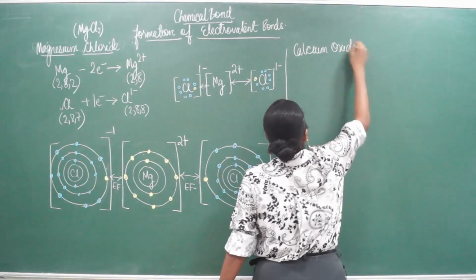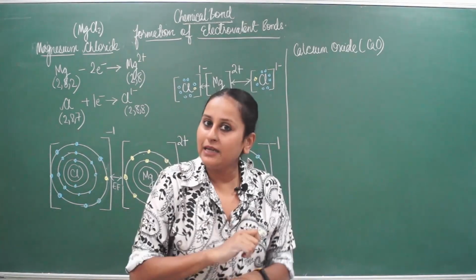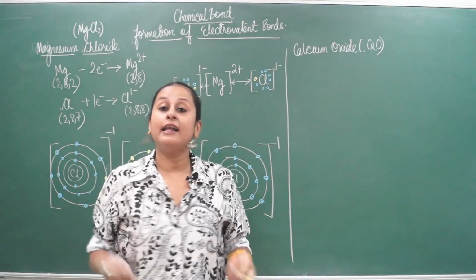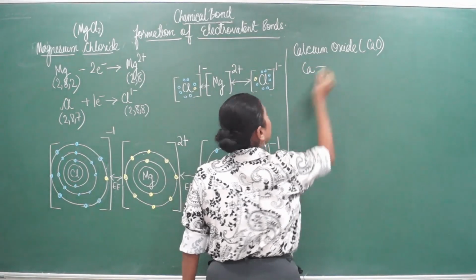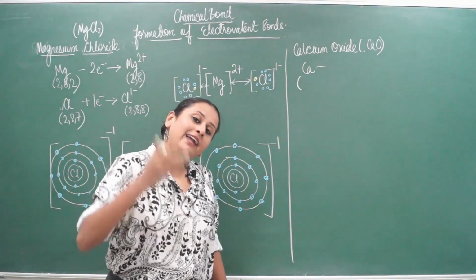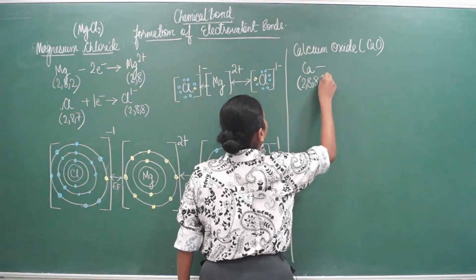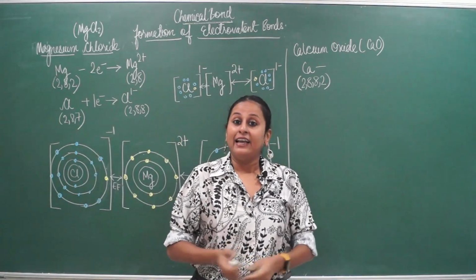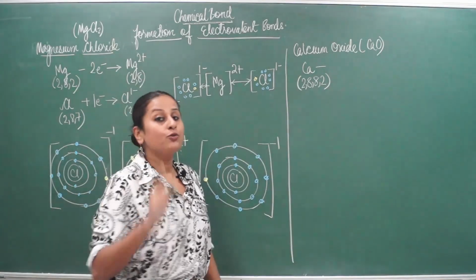Alright, now coming to my calcium oxide, CaO. Calcium is a metal. Oxygen is a non-metal. Let us look at the electronic configuration and see how many electrons are donated and accepted by each. So calcium loses 2 electrons. Let's see why. Because calcium's electronic configuration is 2,8,8,2. Its atomic number is 20 and it has 4 shells.